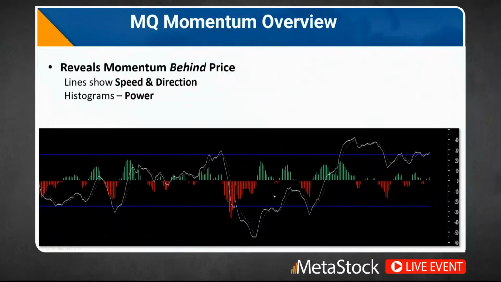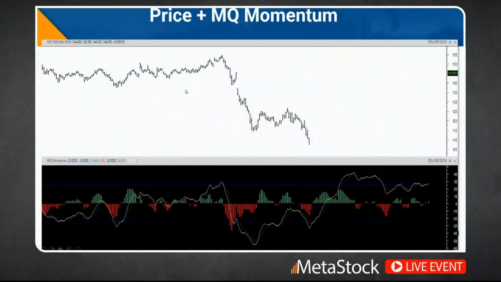Now, this is the picture of MQ momentum. I don't want to go into too much detail here. I do want to point out that one of the easiest ways to use it is to watch this white line. When the white line is rising at the same time that price is rising, you have an alignment. So in the case here at point A, you're both moving up, everything's honky-dory when they're aligned.